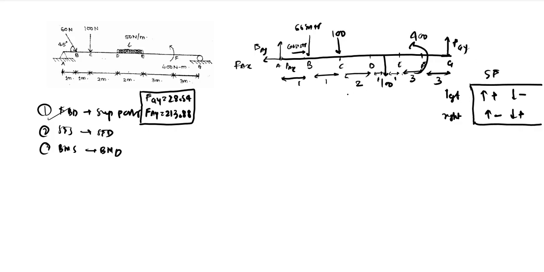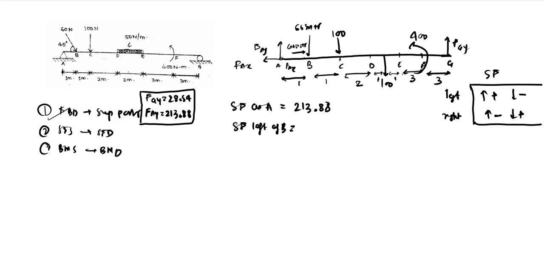So that is how the sign convention works for the shear force. We have shear force at A, which is nothing but the reaction at A, which is 230.88. Then shear force just left of B.